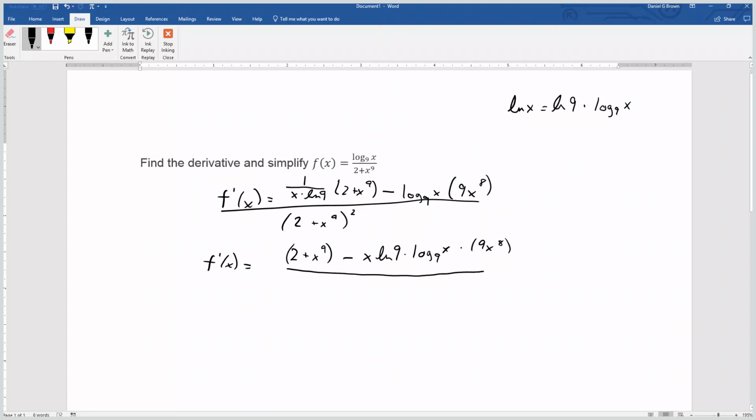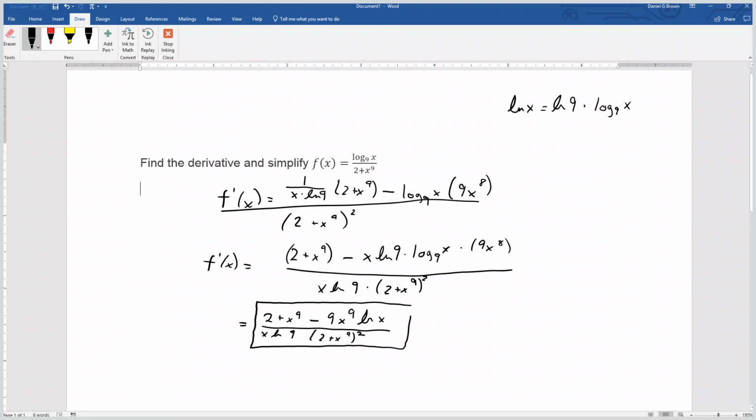And then we're multiplying the denominator, so we're going to get x ln 9 times 2 plus x to the 9th squared. So now you can see here we've got an ln 9 log base 9 of x. So we end up with 2 plus x to the 9th minus 9x to the 9th ln of x, divided by x ln 9 times 2 plus x to the 9th squared. So for MATLAB, this is your correct answer. But on one of my tests, I would be totally happy with this unsimplified answer rather than this slightly simplified answer.